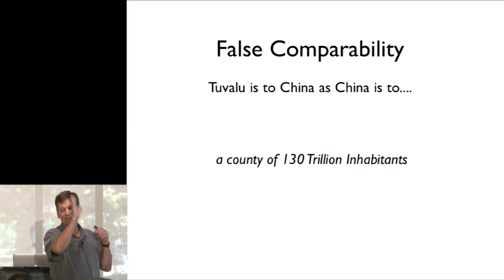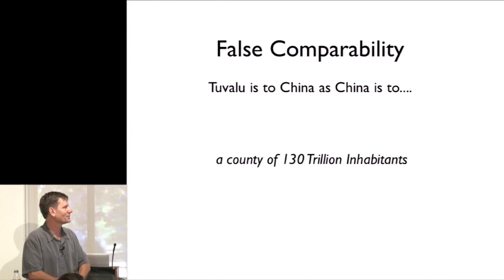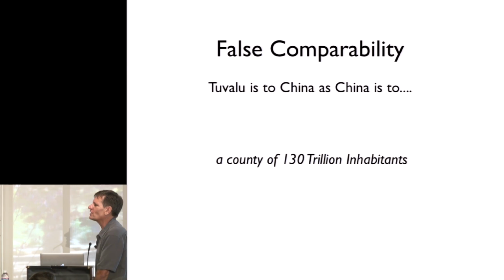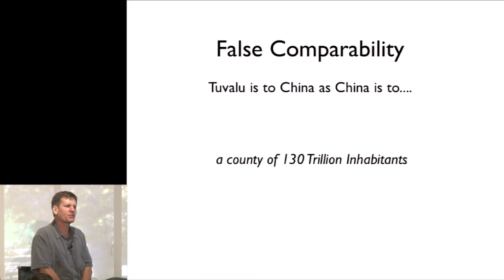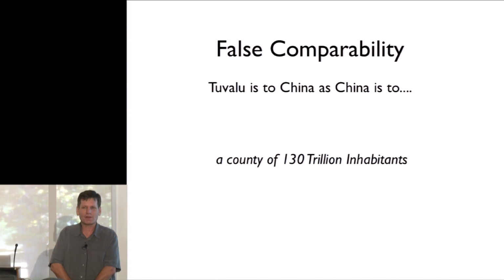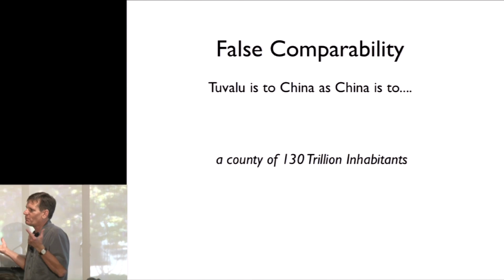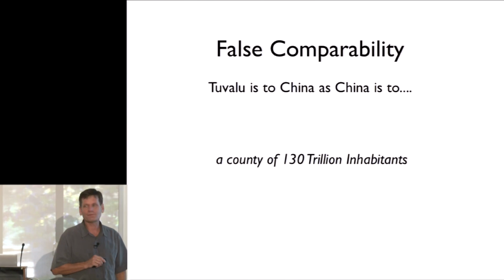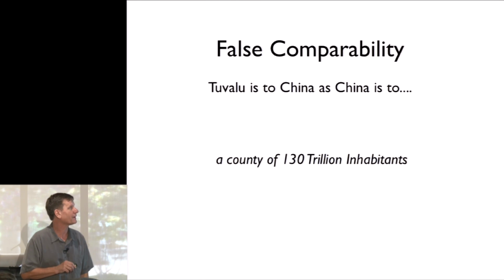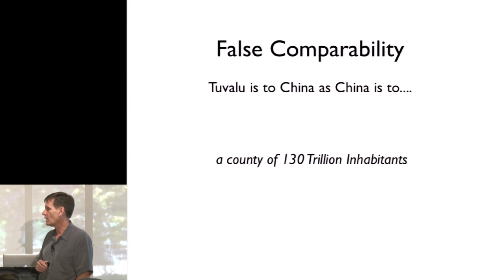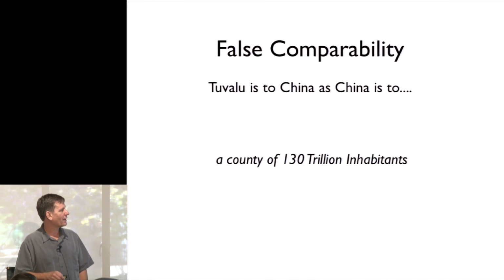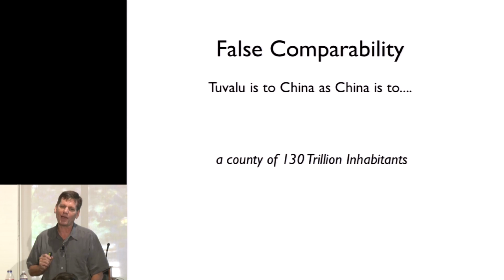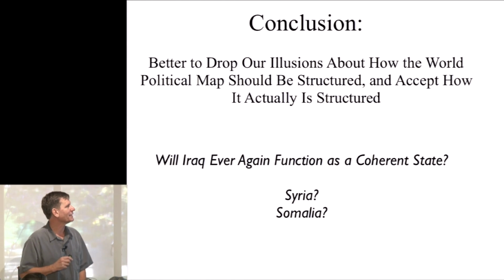And finally, I have plenty of other slides, but obviously don't have time for them, so I'll leave it on this. There's an issue of false comparability because we think then that countries or nation states, whatever we want to call them, are the basic units and they're to be compared with each other. And we do this all the time. But there's something wrong with comparing the country of Tuvalu with its 10,000 people in the Pacific to China with its 1.3 billion. That would be like comparing China to a country of 130 trillion people. That's what the population difference is between them.